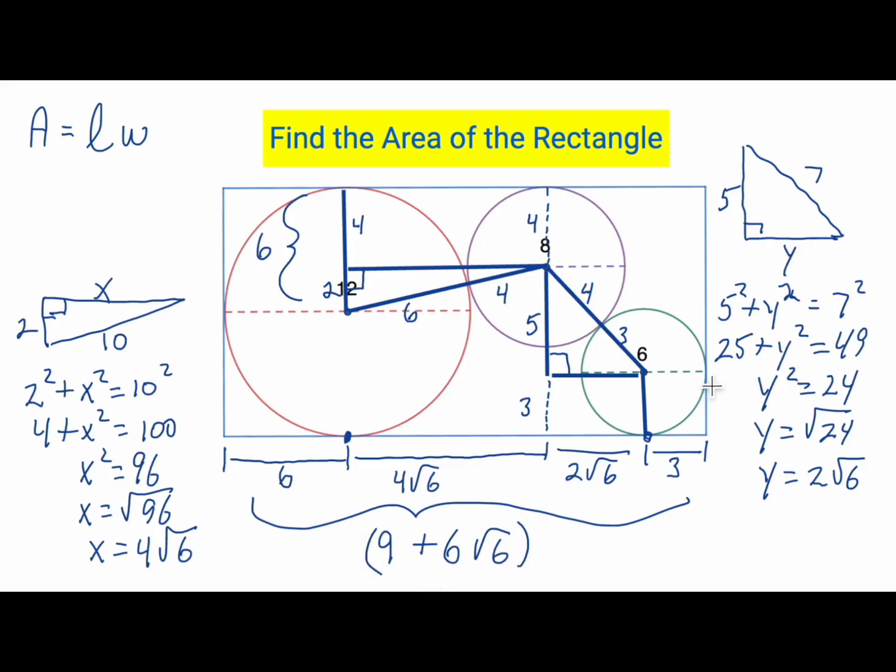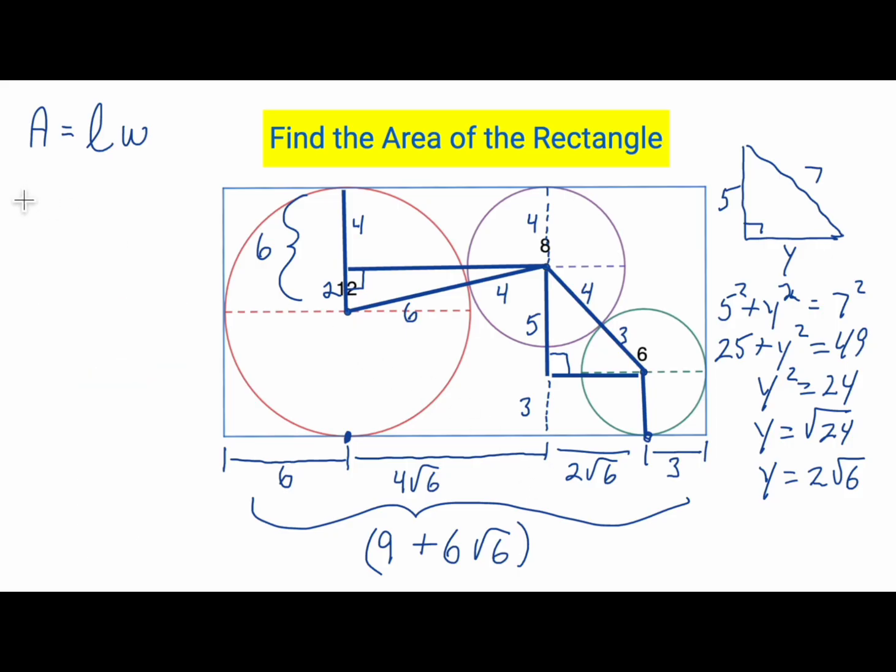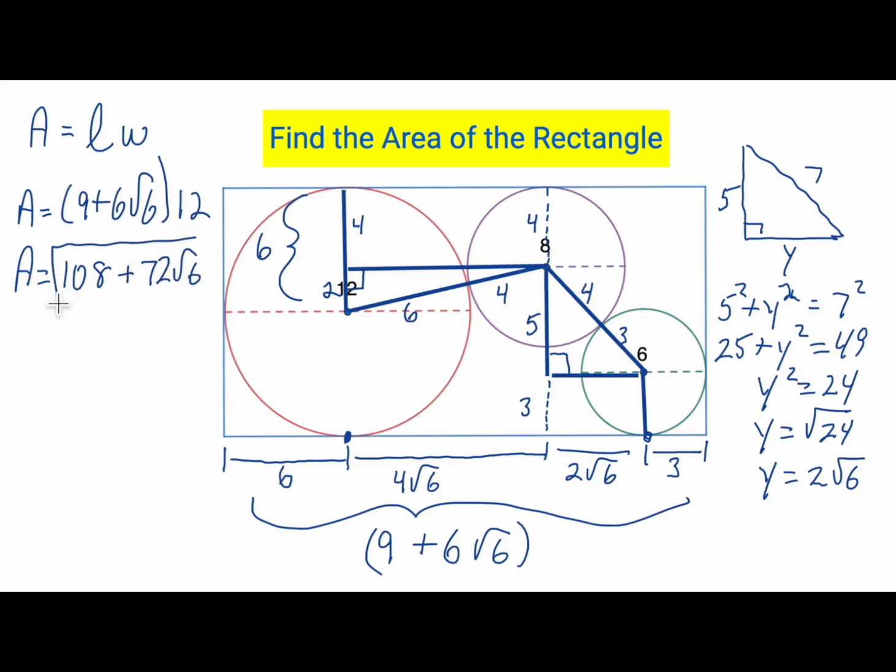Okay, I'm going to clean this up a little bit, and we're going to find the area. All right, the area is going to be length times width, so the area is going to be 9 plus 6 root 6 times the width, which is 12. So the area is going to be 108 plus 72 root 6. And that's going to be units squared. We're going to put that in a box.